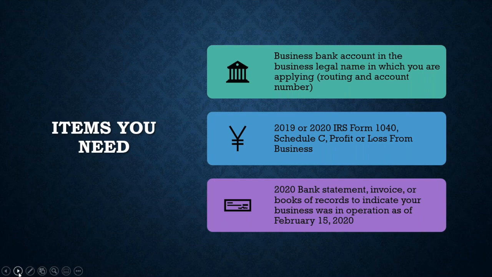Next, you're going to need a document like a 2020 bank statement, some invoices, a receipt book, or a contract to show that your business was in operation as of February 15th, 2020. You may be asking, what documents can I use to prove that? You can use a 2020 bank statement. Your bank statement is going to show transactions where people either paid you or where you were paying business expenses. So if you want to prove that you were in business on or around February 15, 2020, get your February 2020 bank statement that shows your business activity.